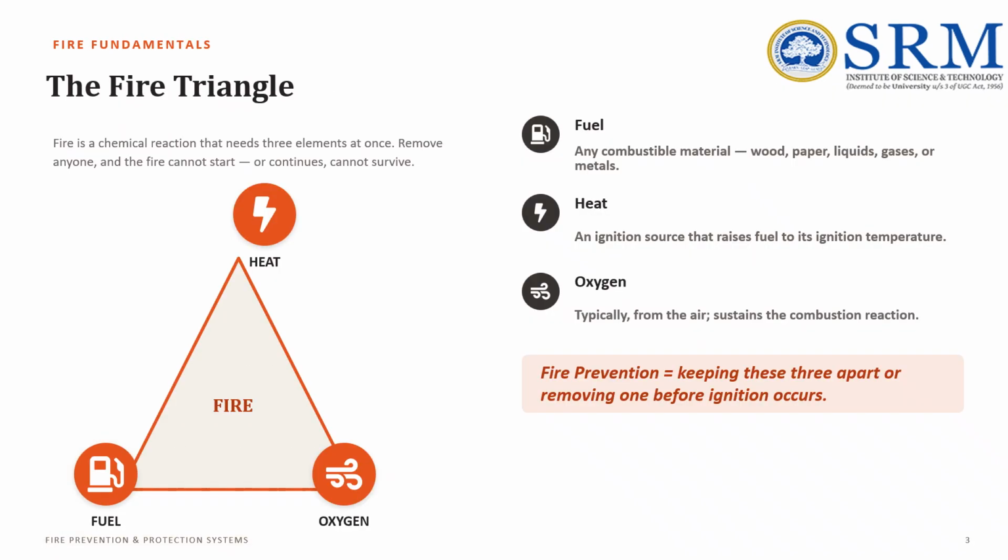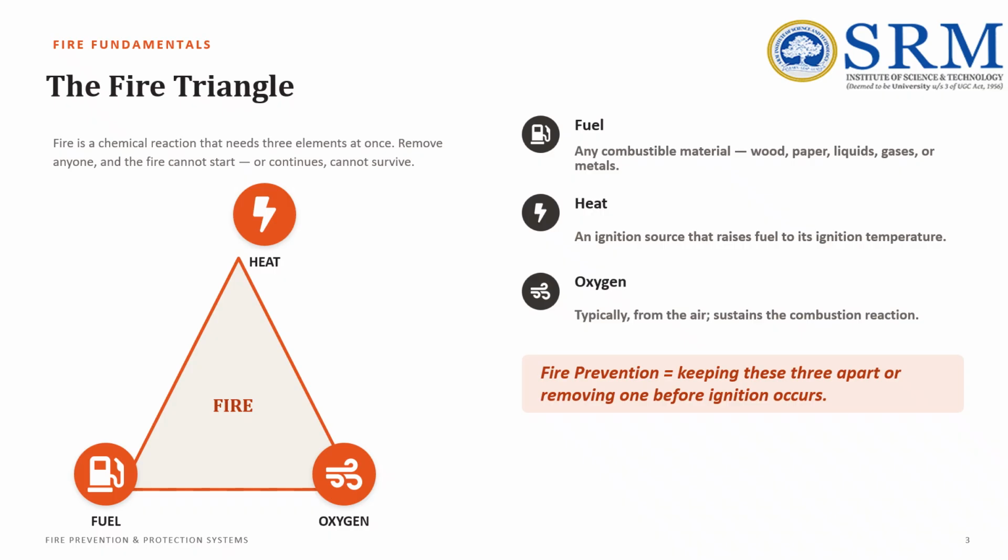What is fire? Fire is a rapid chemical reaction called combustion, which produces heat, light, smoke, and flames. For fire to occur, three essential elements must be present simultaneously. These are represented by the fire triangle. The first element is fuel, which can be any combustible material such as wood, paper, petrol, diesel, LPG, natural gas, or chemicals.